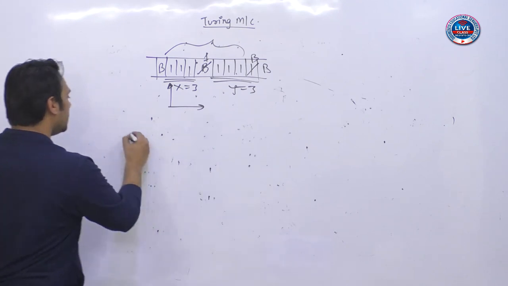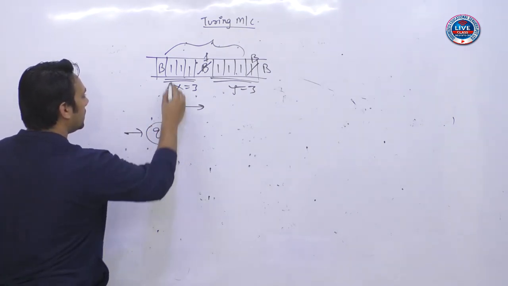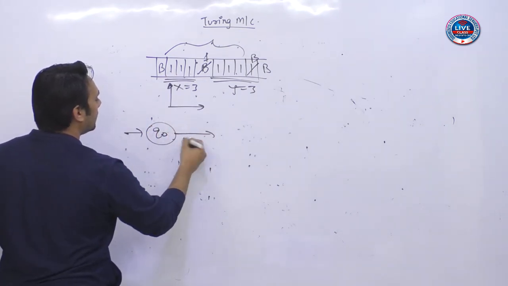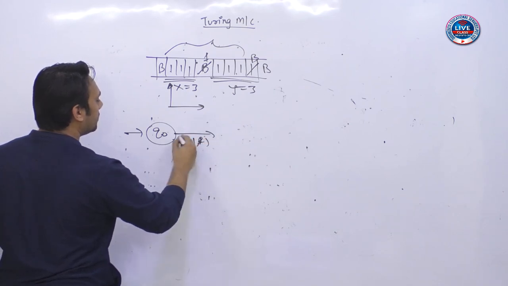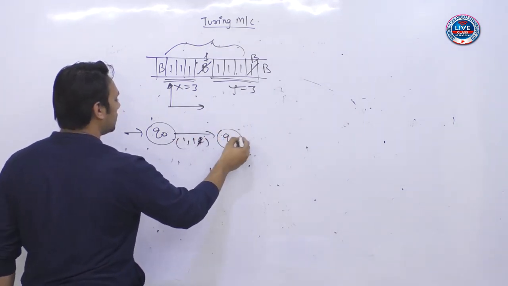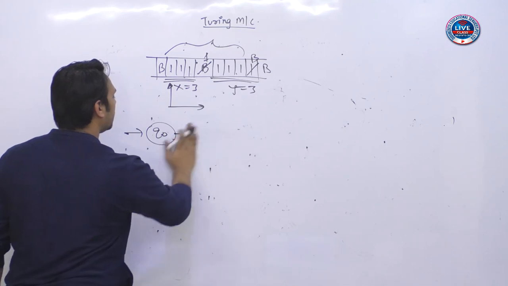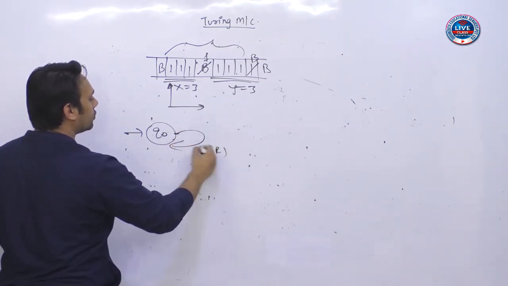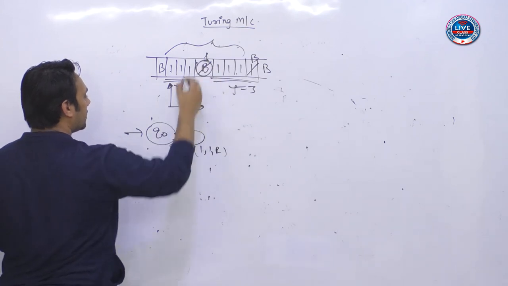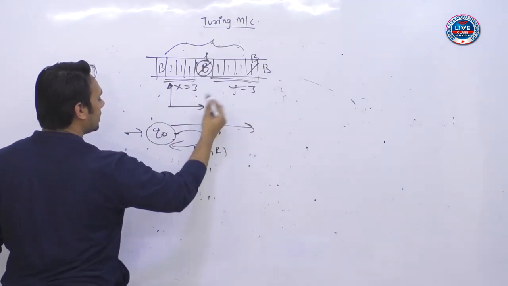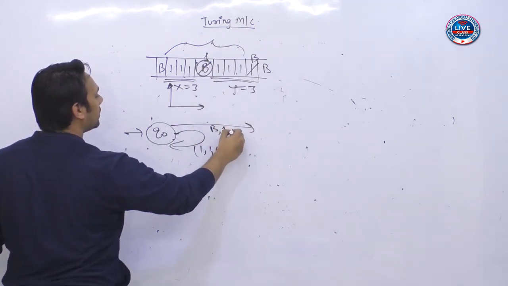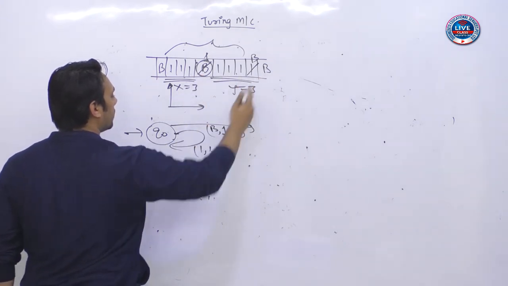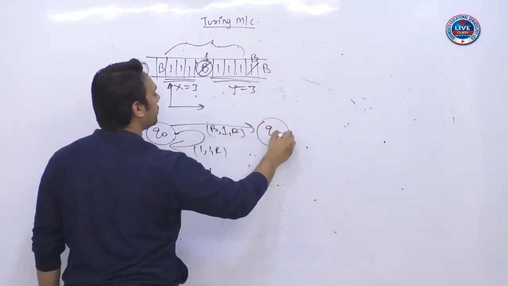So initially you are at state Q naught. In the beginning, you can have a 1. Leave the 1 as it is, go to the right. Instead of making a different loop, let me just do it in the same loop. You have 1, leave the 1 as it is, go to right. As soon as you get a blank, change the blank to 1 and go to right. We are going to the state Q2.